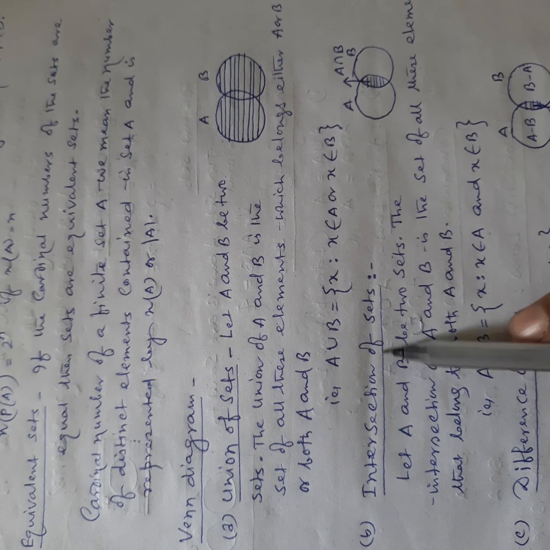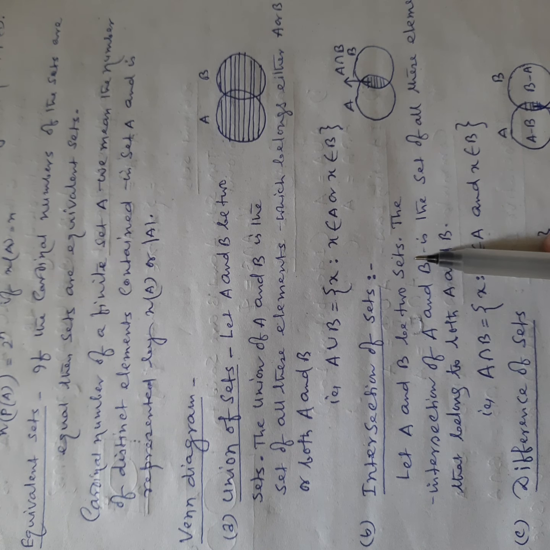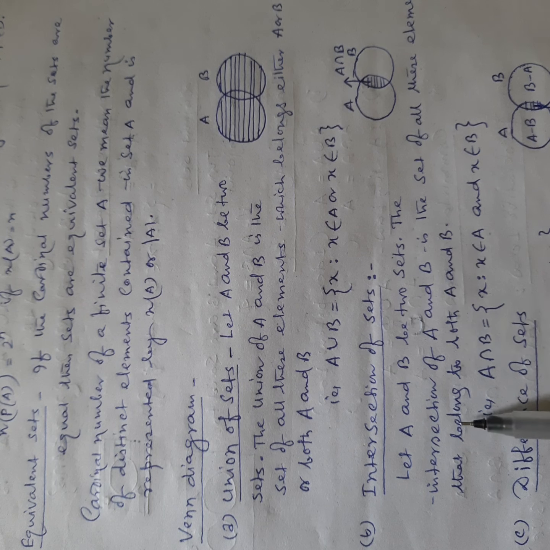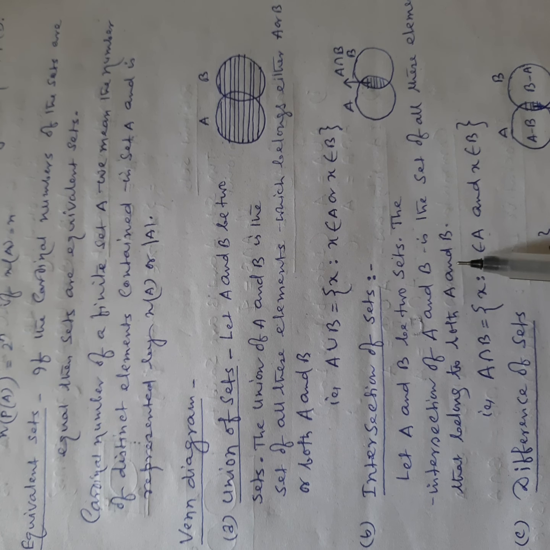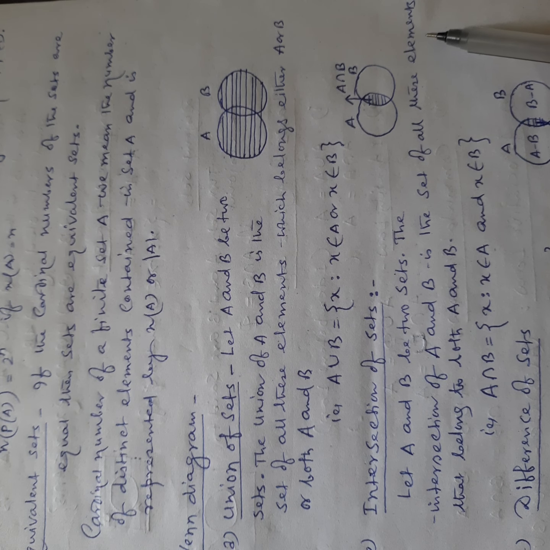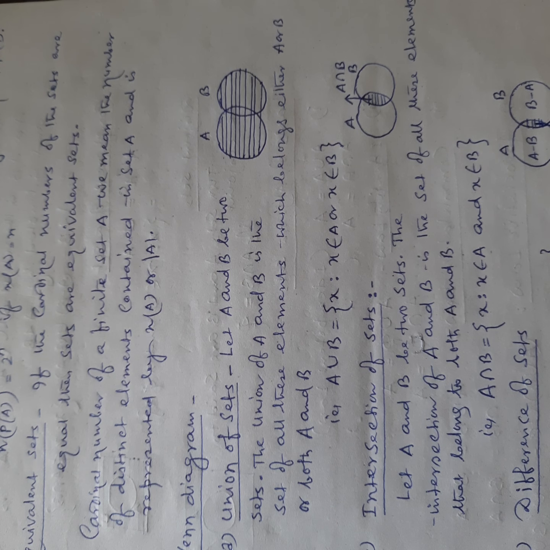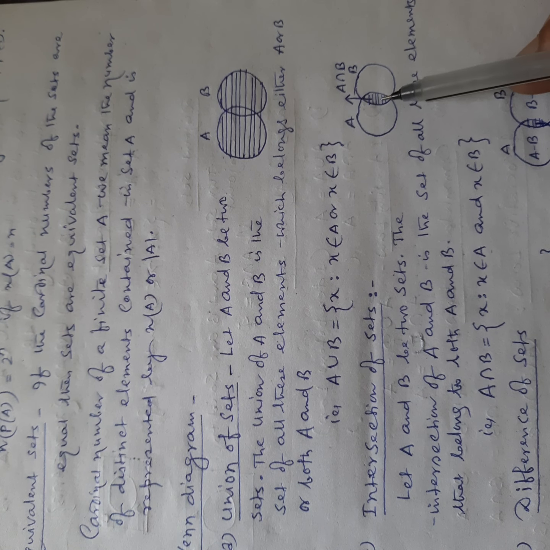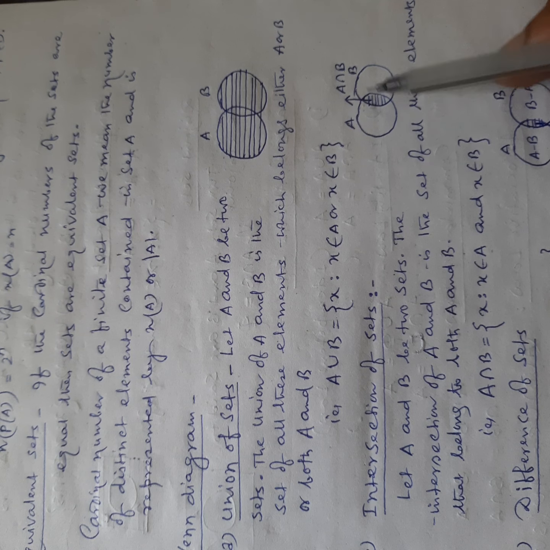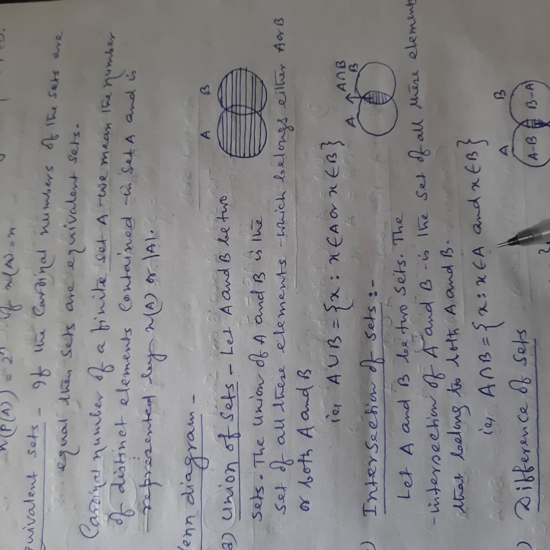Next, intersection of sets. Let A and B be two sets. Then the intersection of A and B is the set of all those elements that belong to both A and B. According to the figure, this shaded region is known as A intersection B. That is, A intersection B equals x such that x belongs to capital A and x belongs to capital B.